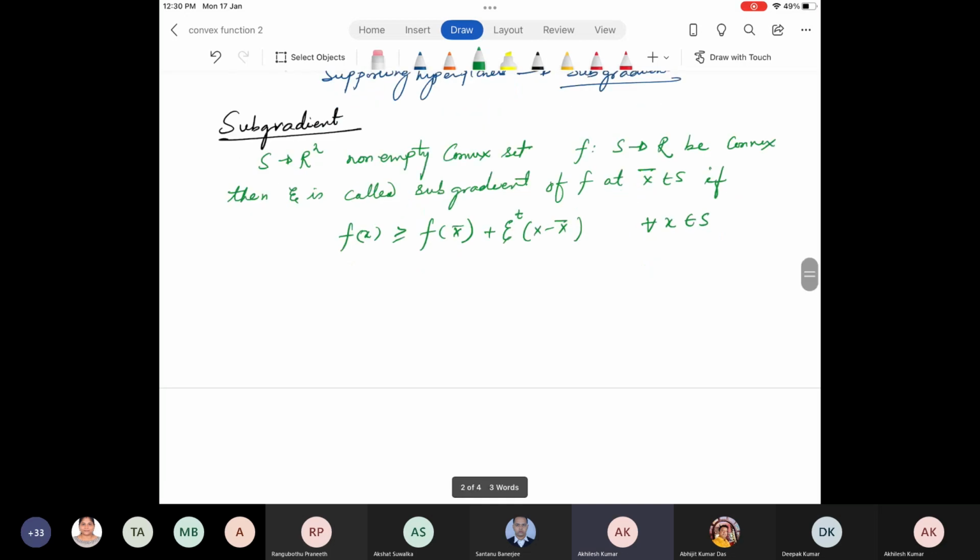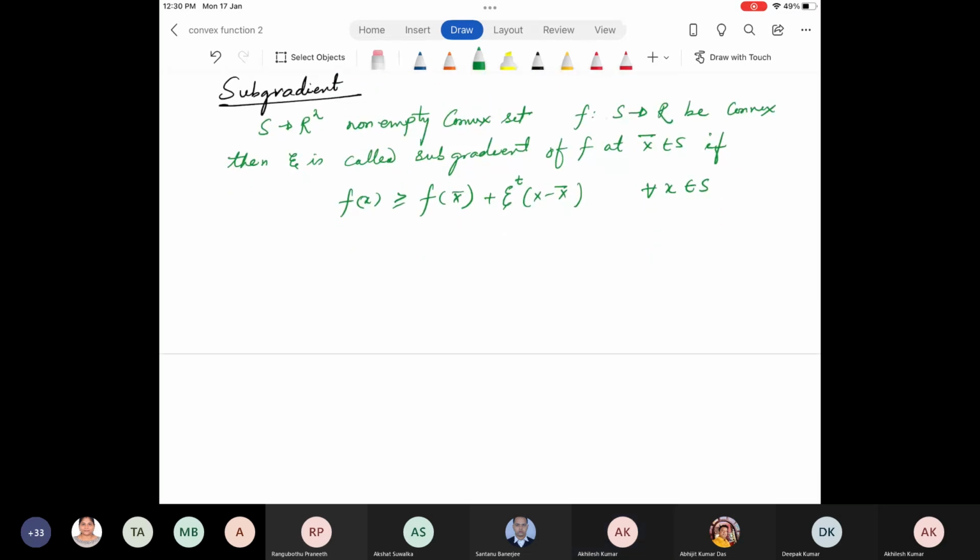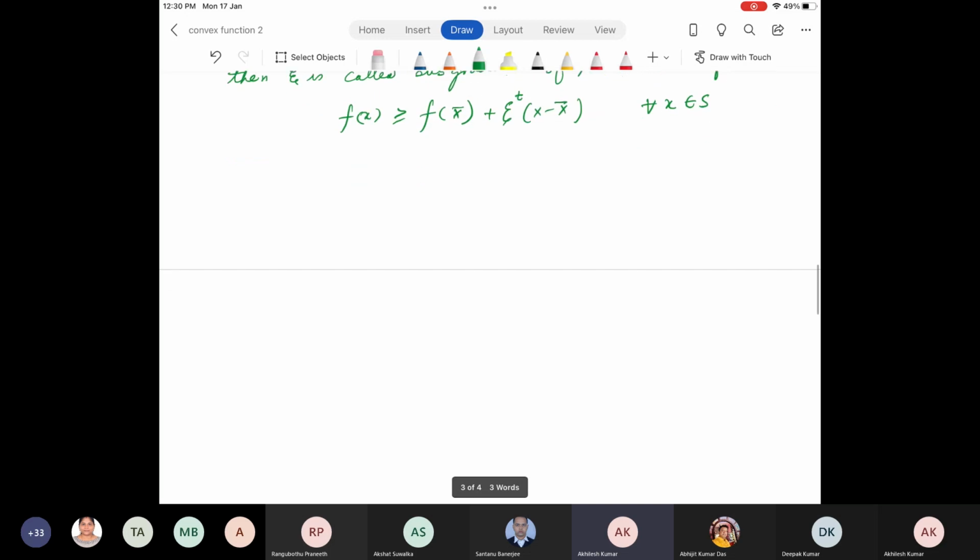I'll start with convex, concave will be understood automatically. So let me try to explain this with the curve.